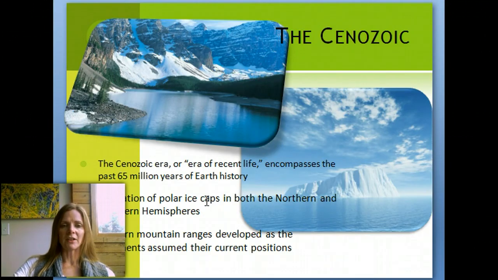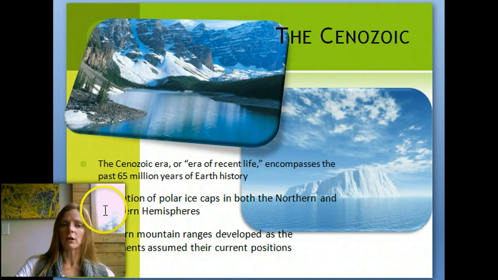All right, moving on to the Cenozoic. We're going to breeze through this, and then we'll be moving on to the next unit. So the Cenozoic Era, we call the era of recent life. This encompasses the past 65 million years of Earth's history, which still seems like an incredibly long period of time, but we know so much about this because it's the most recent.